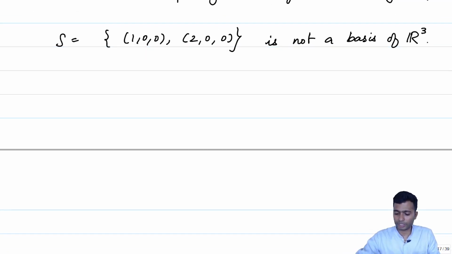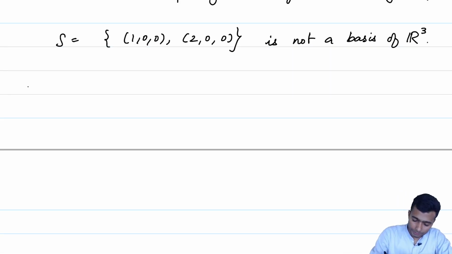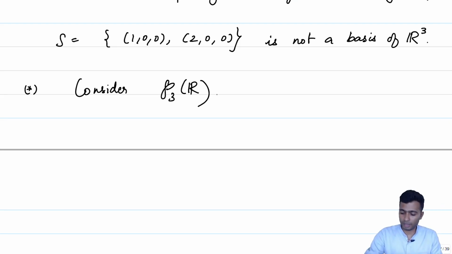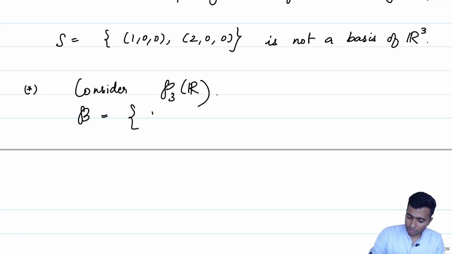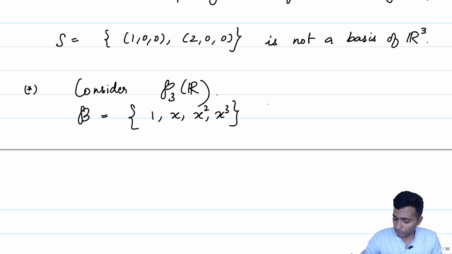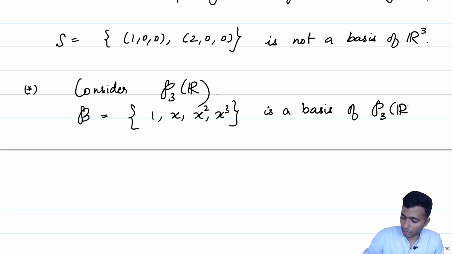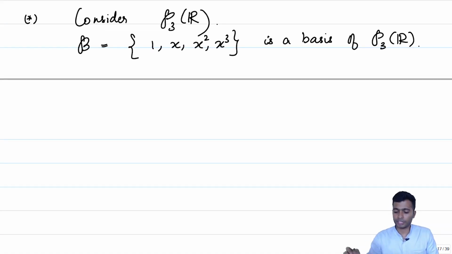Alright, so let's look at a different vector space. Consider P3 of R. And I would like to claim that 1, x, x square and x cube, the monomials, this is a basis of P3 of R. Let me not spend too much time to check that for you. It's quite straightforward, just like in the case of (1, 0, 0), (0, 1, 0) and (0, 0, 1) in R3: check for the linear independence and the spanning property of the set B here.